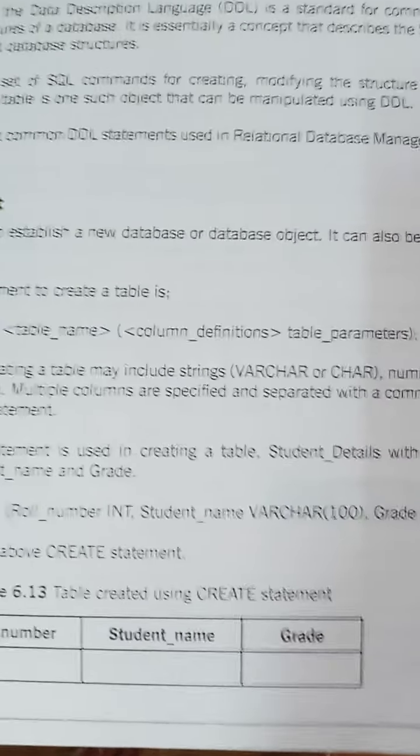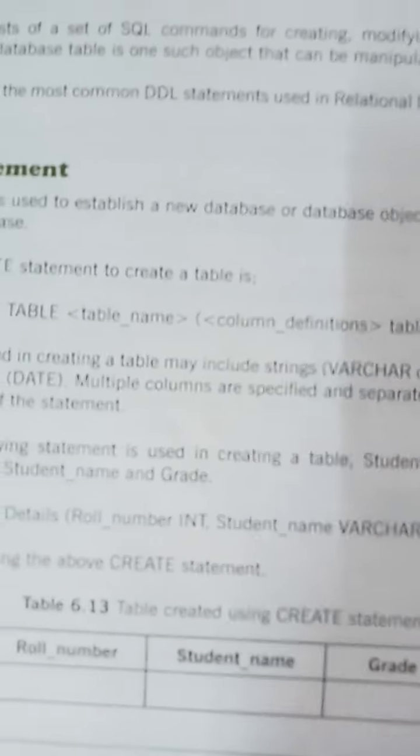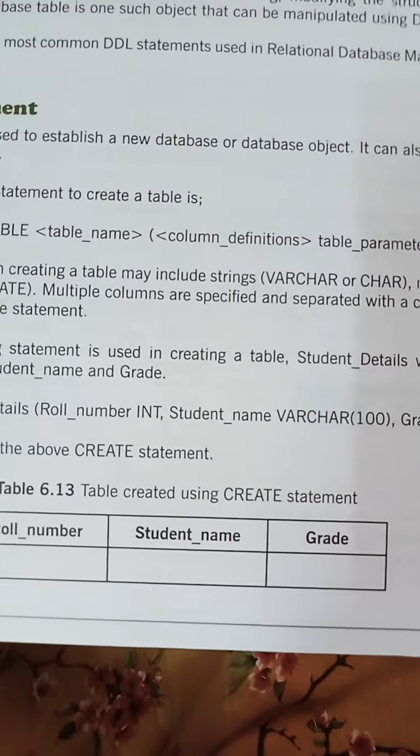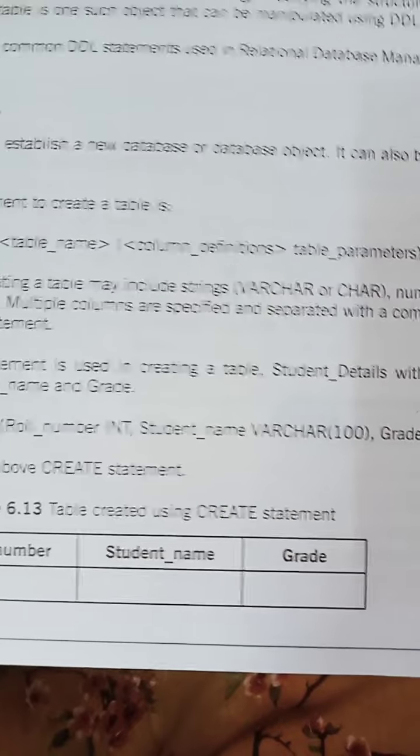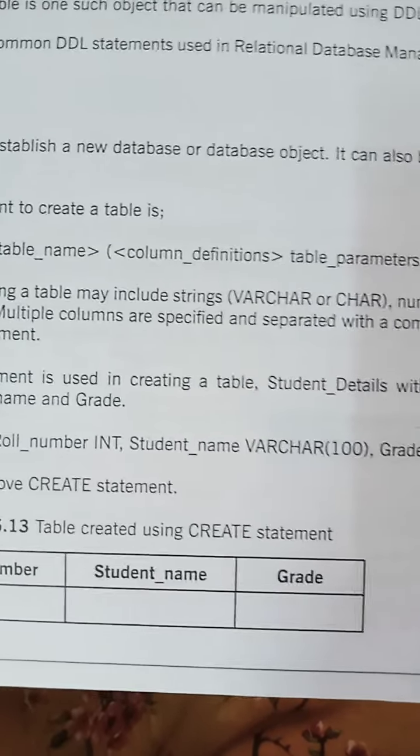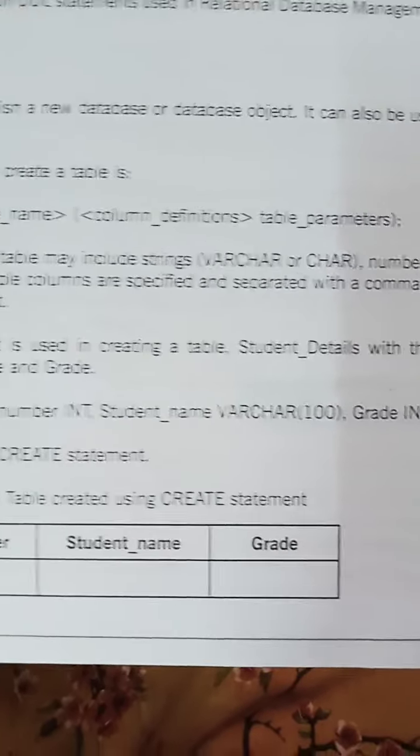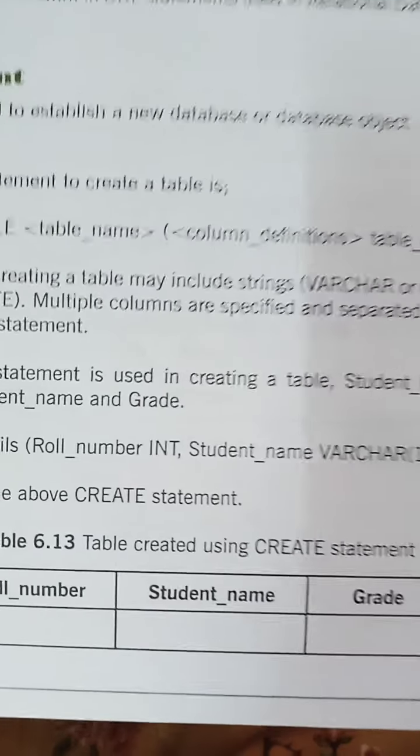Now when you create the table, you can see here in this way the table: roll number, student name. Because here only student name and grade are given, so here roll number and student name will come. So this is the way.